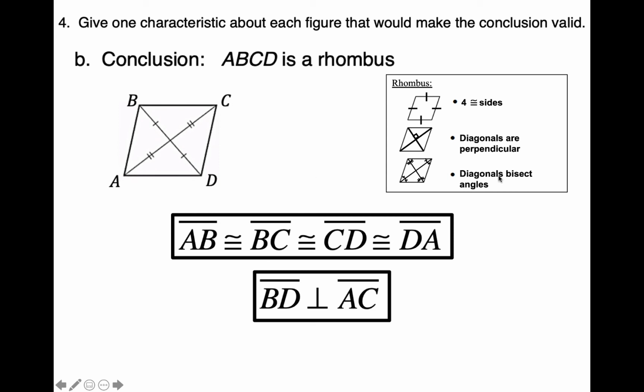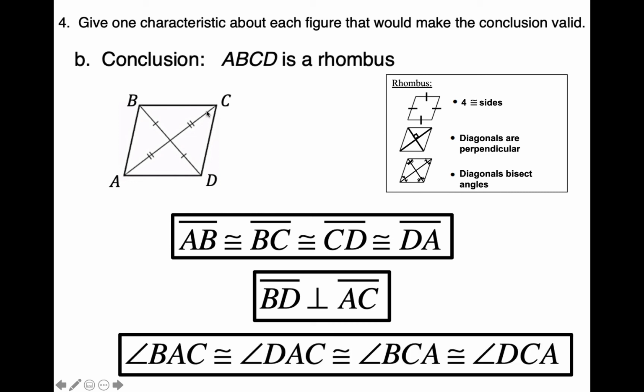Or I could say that the diagonals are bisecting the angles. So that would be angle BAC is congruent to angle DAC. So these two are equal. And then I have angle BCA is congruent to angle DCA. That would make these congruent.